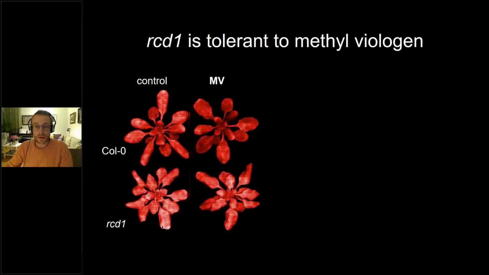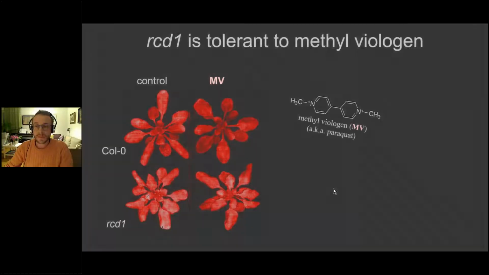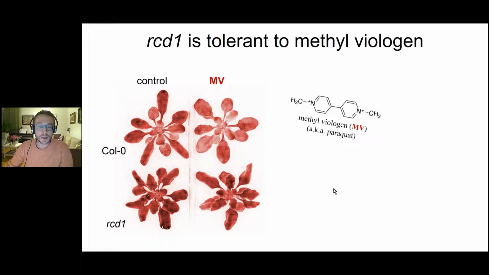Here we look at chlorophyll fluorescence of wild type Col-0 and RCD1 plants that have been pre-treated with either water or methylviologen, also known as paraquat, which is used as a herbicide. Then we turn on the light, and things start happening. When we look at chlorophyll fluorescence, we see a gradual decay of the quantum efficiency of photosystem 2 that occurs in the wild type, but not in the RCD1 mutant.